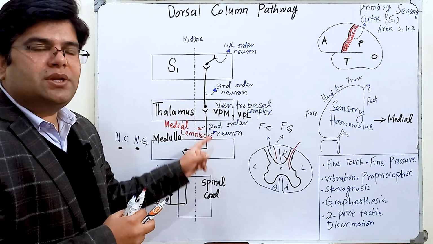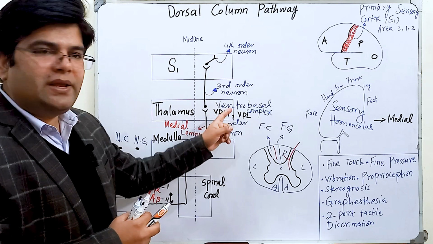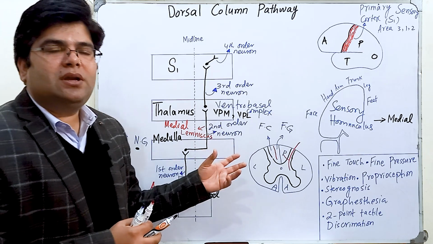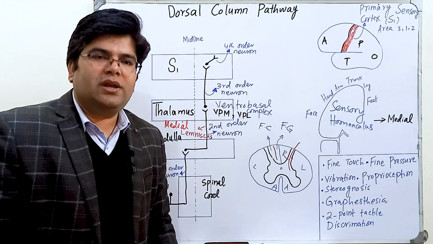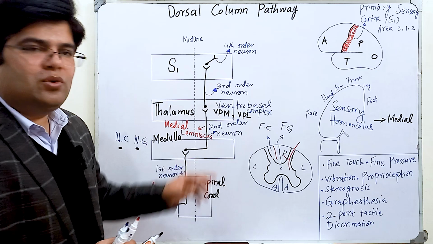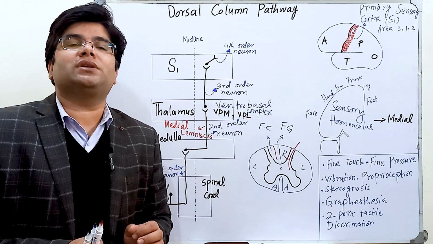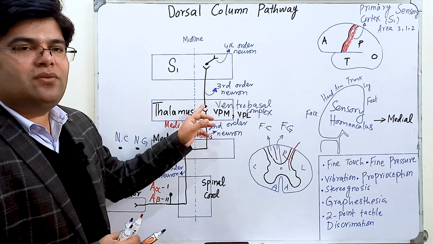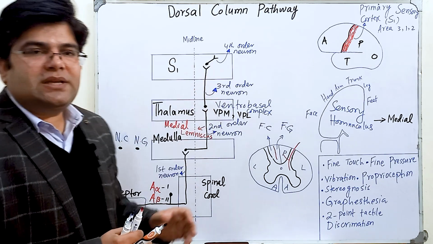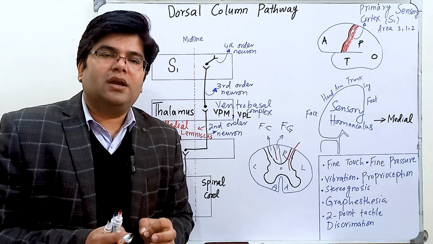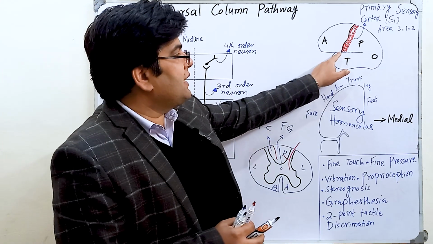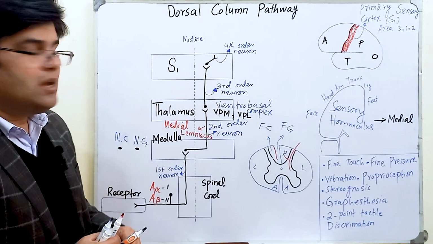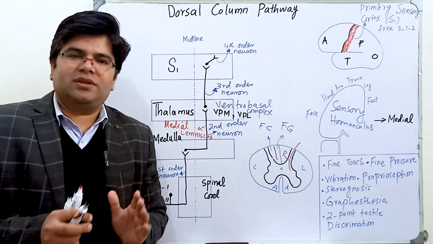These second order neurons relay in the thalamus in the ventrobasal complex, which has two nuclei. Ventral posterolateral, that synapses with the signals coming from lower limbs, upper limbs and trunk, and ventral posteromedial nucleus, which synapses with the signals coming along the trigeminal nerve. And then the third order neurons starting from the thalamus synapse in the primary sensory cortex or somatosensory cortex, which is present just posterior to the central sulcus. According to Brodmann, this has the number areas 3, 1, 2. Fourth order neurons are located in the primary sensory cortex.